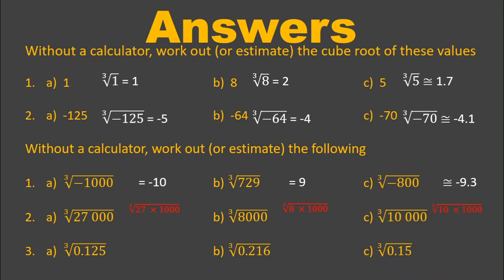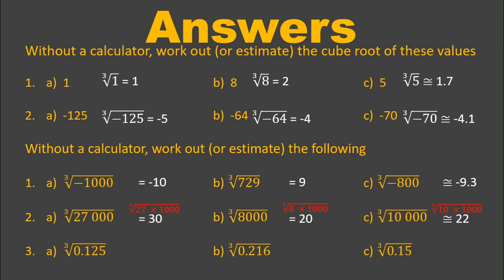The cube root of 27,000 would be the cube root of 27, which is 3, times the cube root of 1,000, which is 10. That's 30. The cube root of 8,000, cube root of 8 was 2, cube root of 1,000 was 10. And the cube root of 10,000, 10 is closer to 8 than it is to 27, so I estimated 2.2, and I times that by the cube root of 1,000, which was 10. 2.2 times 10, 22.